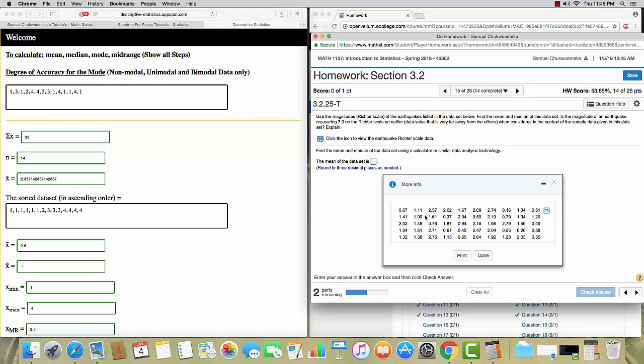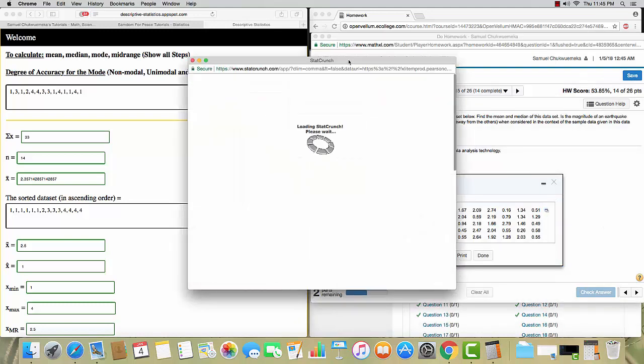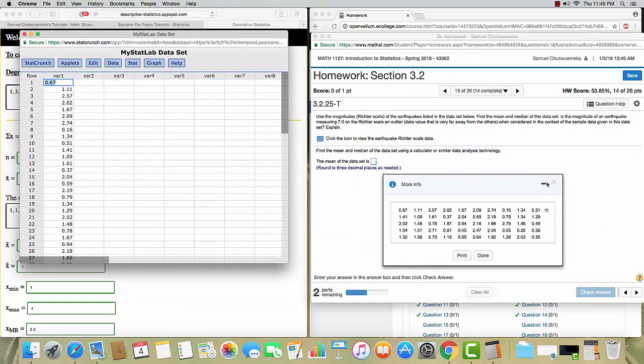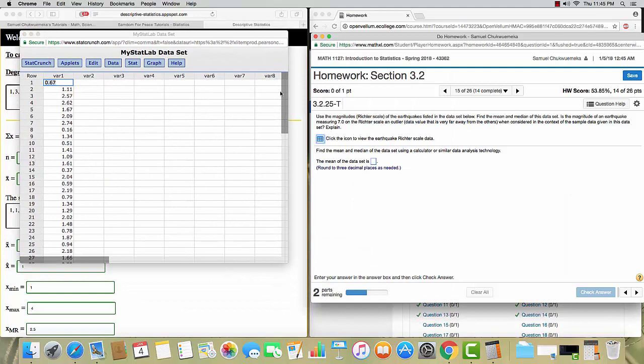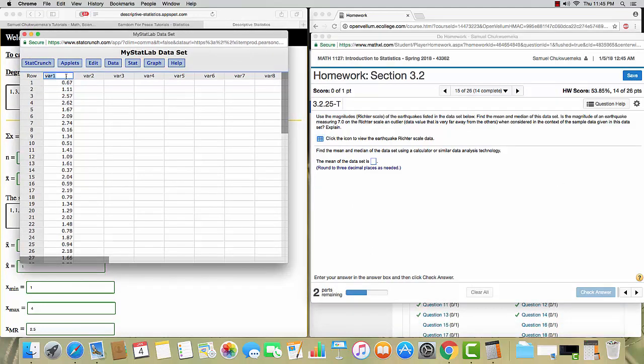Okay. So we open this icon, we click on it, we click here, open it, StatCrunch. And I'm just going to close this. I will name it earthquake magnitudes.